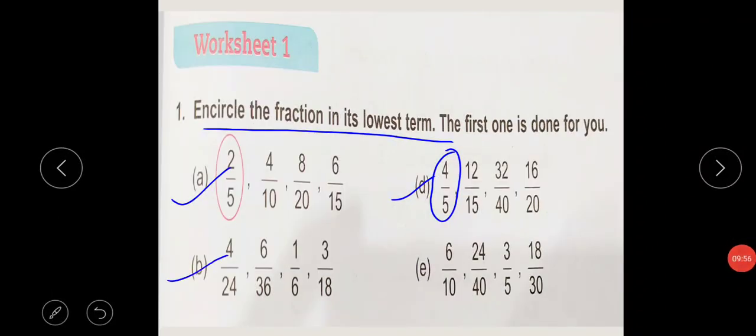In part B, 1 upon 6 is in its lowest term, and in E 3 upon 5 is in its lowest term.